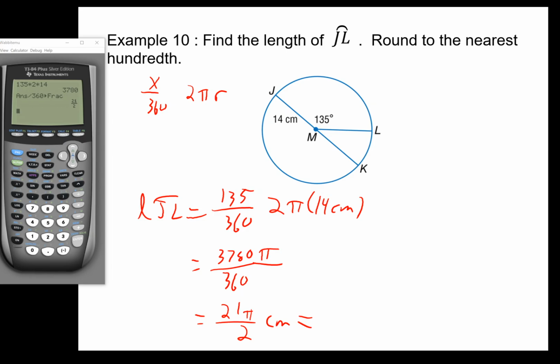However, with the directions to say to the nearest hundredth, I can just do 21 divided by 2, and that is going to be 10.5 times pi. 21 pi divided by 2. I messed up there. 32.99 centimeters.